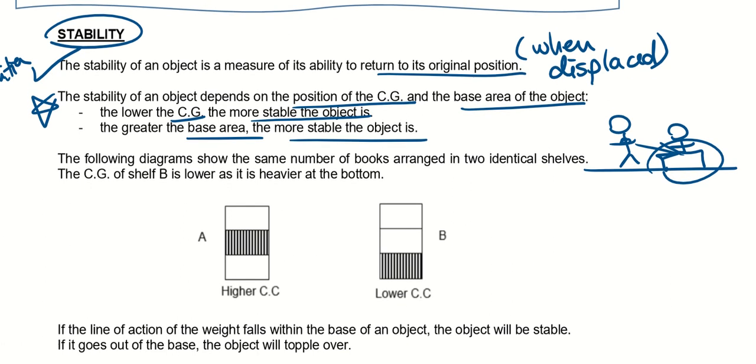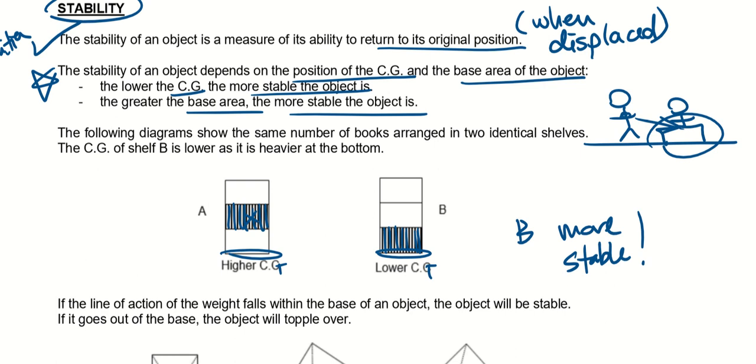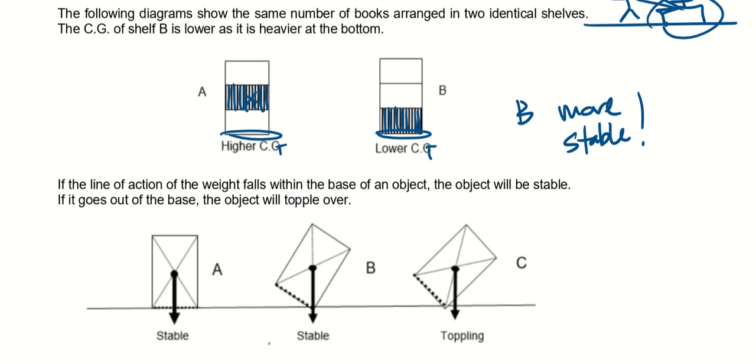Now, if you look at these two bookshelves, A and B, obviously they have the same base area. But because for A, the books are placed higher, the CG is higher. Versus bookshelf B, same kind of books, they are placed at the lower shelf, the CG is lower. So change this to CG. So B is more stable. Now, if the line of action of the weight falls within the base of an object, so this is the base, if the weight falls within the base area, the object will be stable.